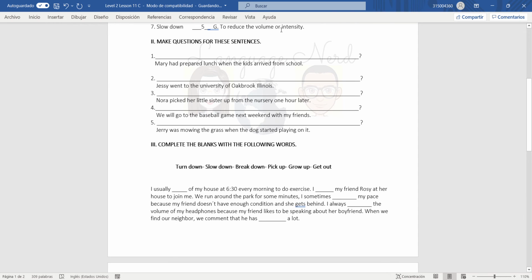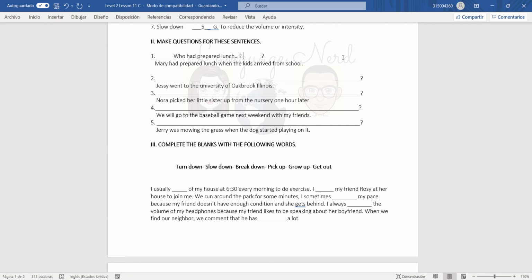Then for part number two, you have to make questions in order to have these sentences or these answers. So answer number one says, Mary had prepared lunch when the kids arrived from school. So then the question that you can make there will be, who had prepared lunch? And the same, when the kids arrived from school. Okay, so that would be one question.